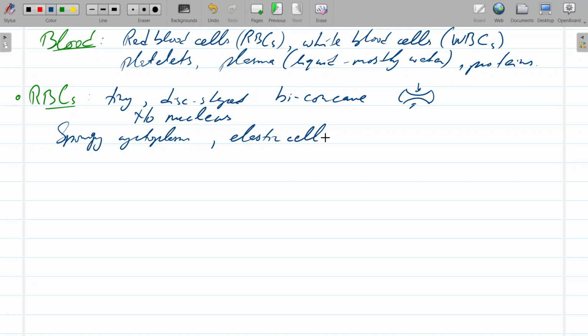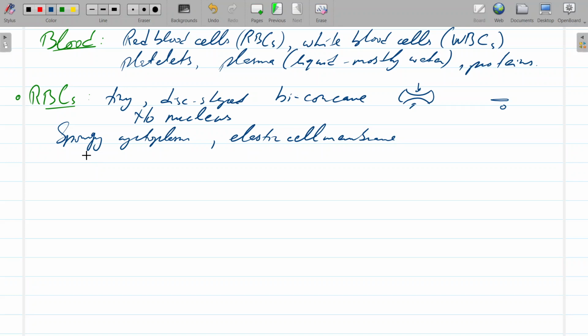And this actually helps them move through the capillaries, because sometimes the capillary is even smaller than the size of a red blood cell. So the red blood cell has to squeeze through, and for that, it changes shape temporarily. So that's where the elasticity helps.